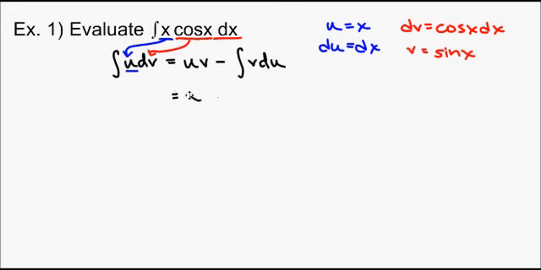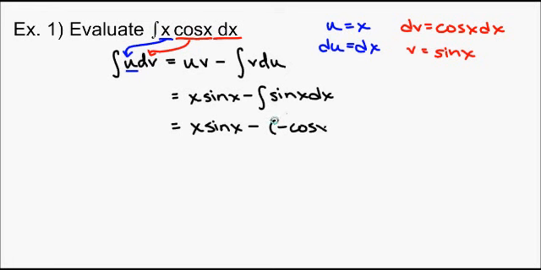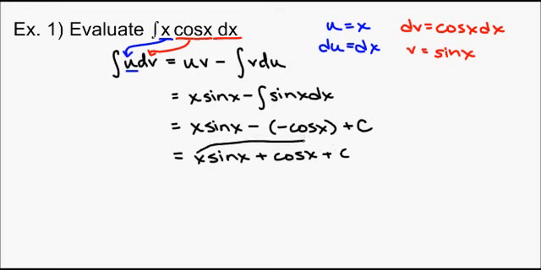So we get x sine x minus the integral of sine x, and du is dx. Okay, we've been left with an integral, but this is a lot easier to integrate. You can see we only have a sine x now, and that's one of your basic trig formulas. So that integral is negative cosine x plus c. So we have x sine x plus cosine x plus c. Okay?